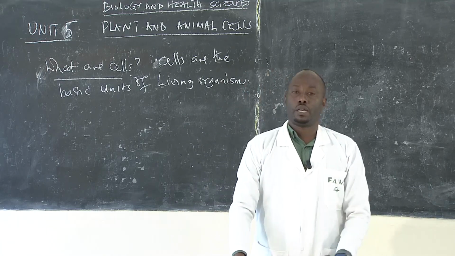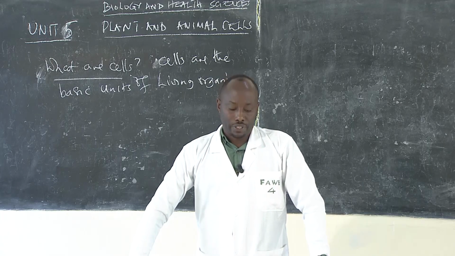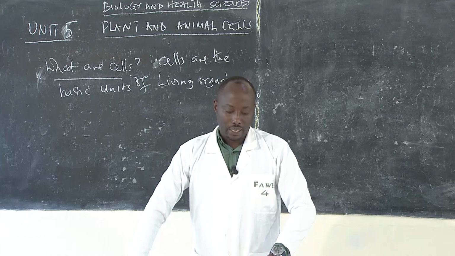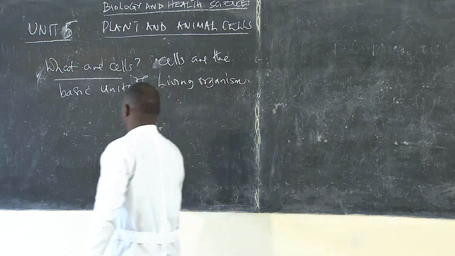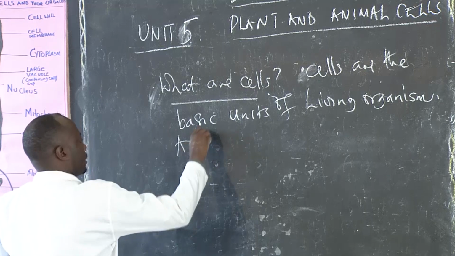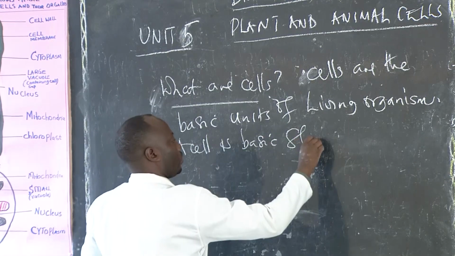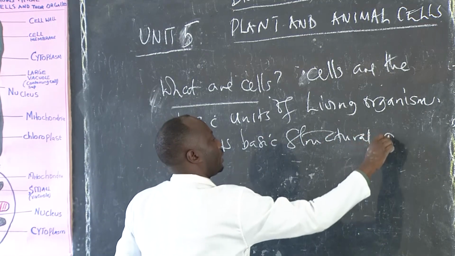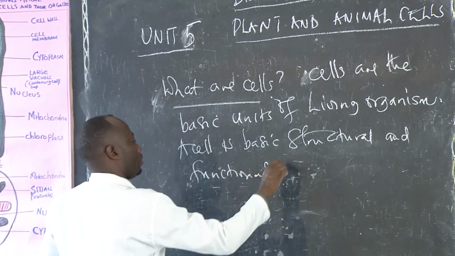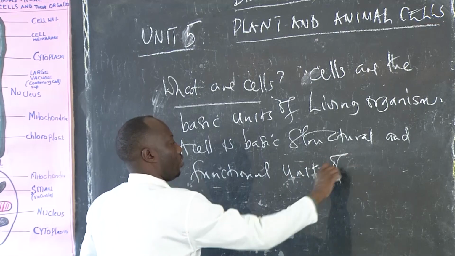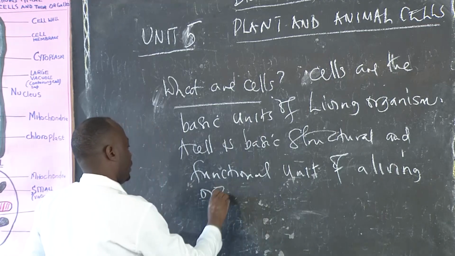Our body is made up of different cells, and those different cells perform different functions. We can say that a cell, by definition, when it is one, you can say a cell is the basic structural and functional unit of a living organism.